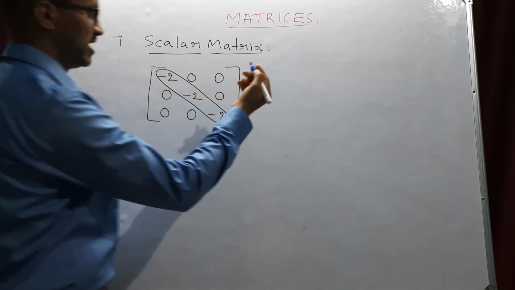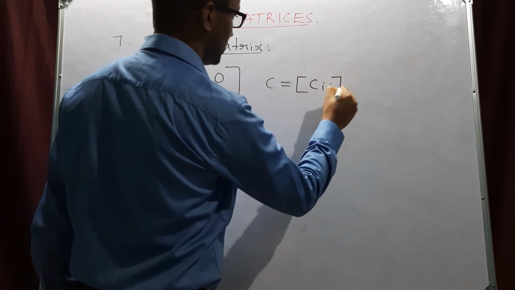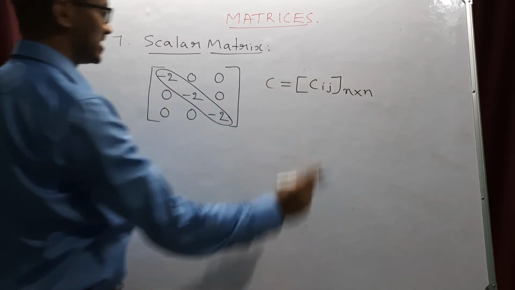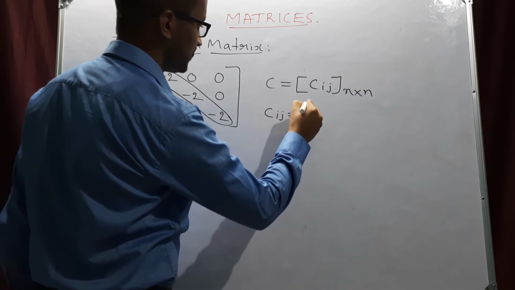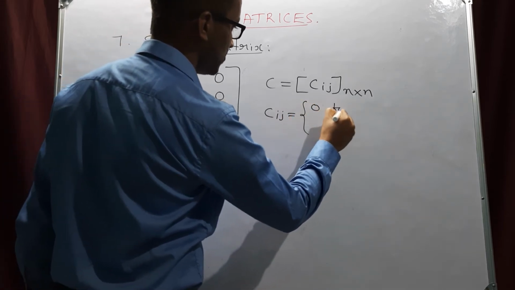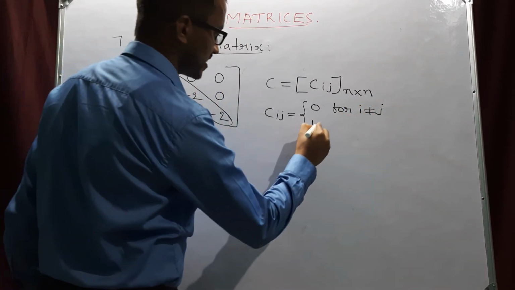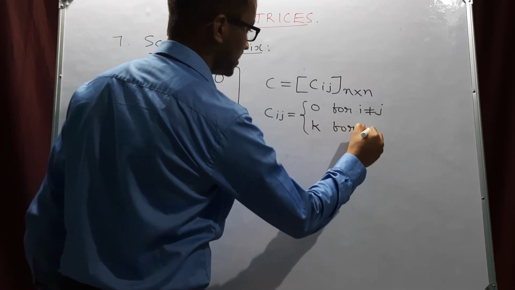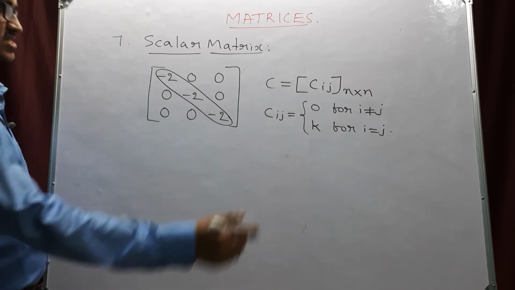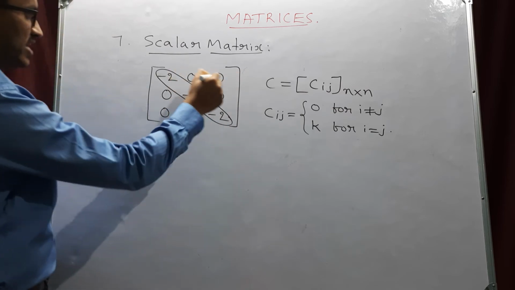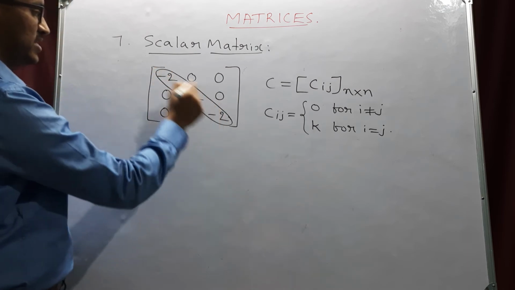So we can write any matrix, suppose C equals Cij of order n by n. We call it a scalar matrix if the element Cij is equal to 0 for i not equal to j, and some constant k for i equal to j. Whenever i is not equal to j, the element should be 0. When i equals j, it should be a constant.